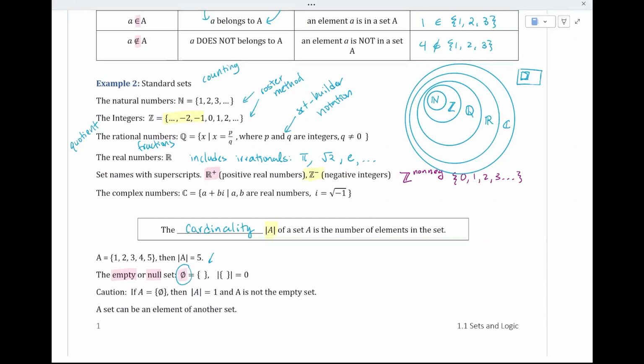Here we have a caution. Maybe I'll use a different color, green. So caution: if the set A is the set that contains the empty set, then the cardinality of A is 1, not 0, because we're not talking about the empty set. We're talking about a set that has one element, and that element is the empty set. So a set can be an element of another set, and we're going to explore that more on the next page. But basically what we're saying in this caution is that the empty set is an element of A, and if A has an element, then it has cardinality.